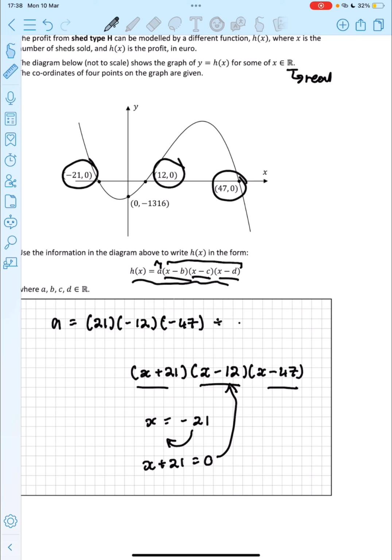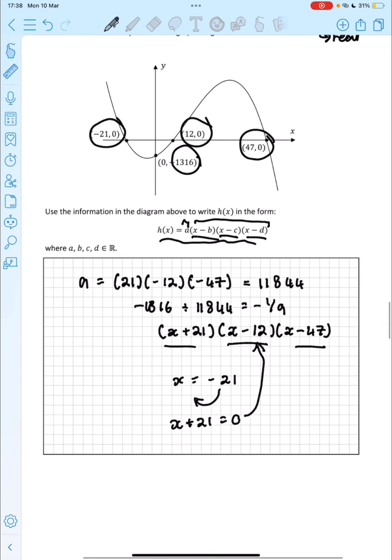I'm going to divide that whole thing by... Sorry, we're not going to divide that. We're going to multiply them all out. That will get me this. Then I'm going to take my y-intercept, minus 1316, divide that by my 11,844. That will get me minus 1/9. So now that's gotten me my a.